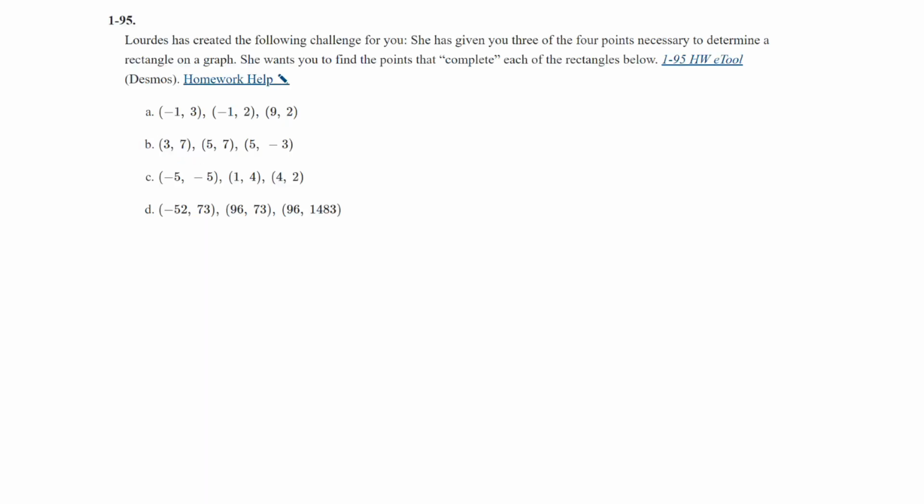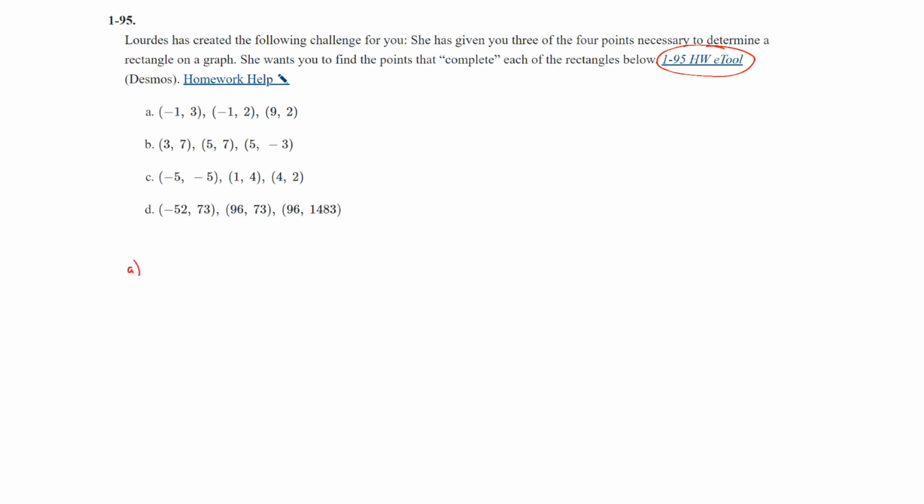Question 95. Lourdes has created the following challenge for you. She has given you 3 of the 4 points necessary to determine a rectangle on a graph. She wants you to find the points that complete each of the rectangles below. As you go through this, I would strongly suggest looking at the E tool on Desmos. That'll definitely help you identify that 4th point a little bit easier, and I'm going to use that as I go through this as well.